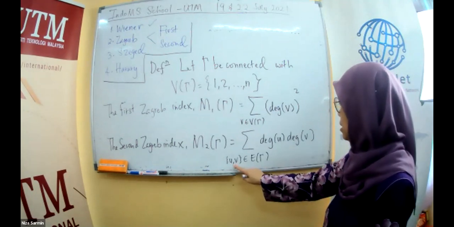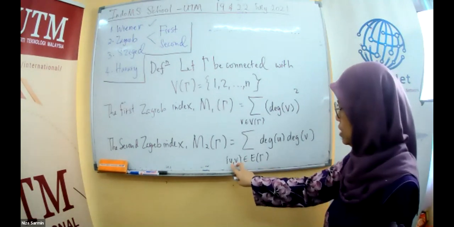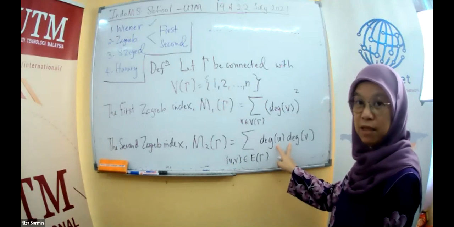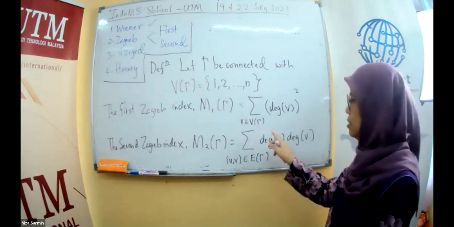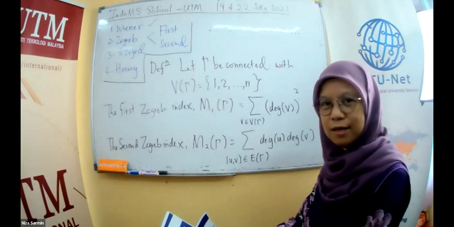For each of the edge, we have the two vertices. So you have to multiply, then take the sum. Okay.